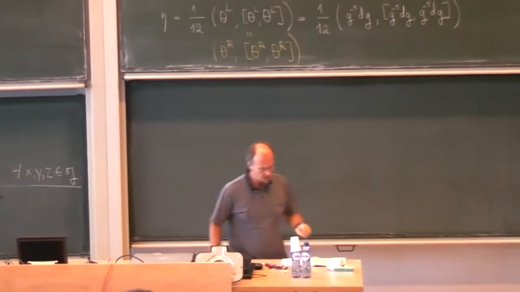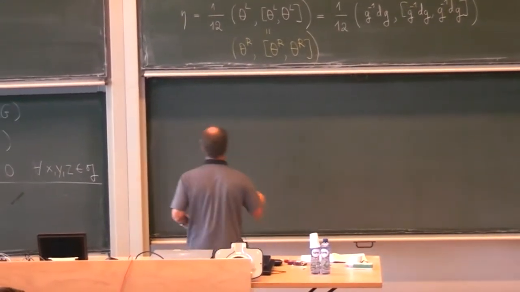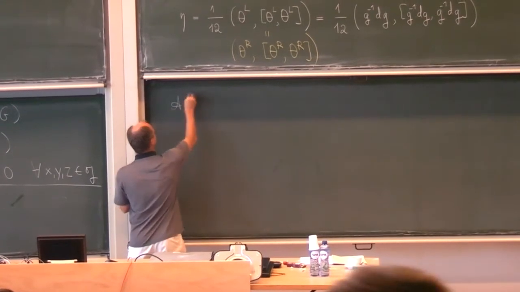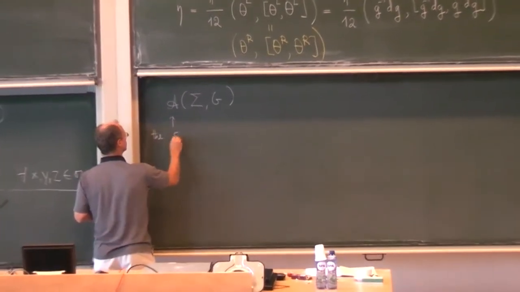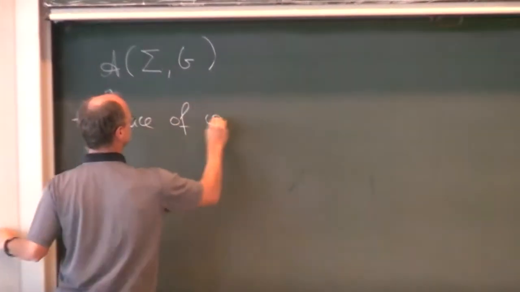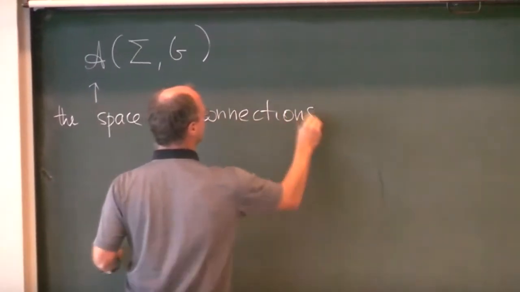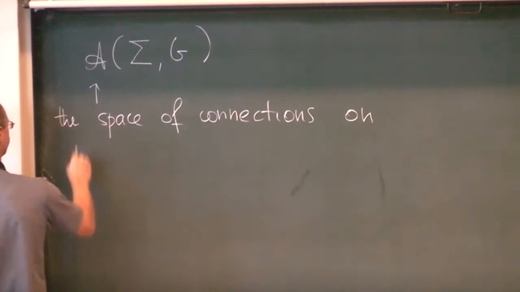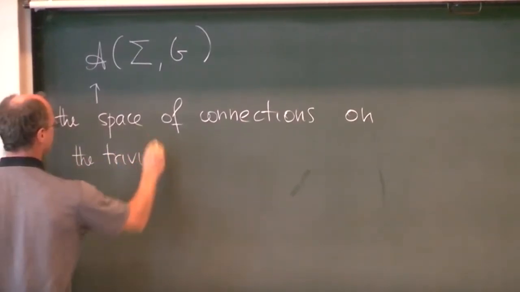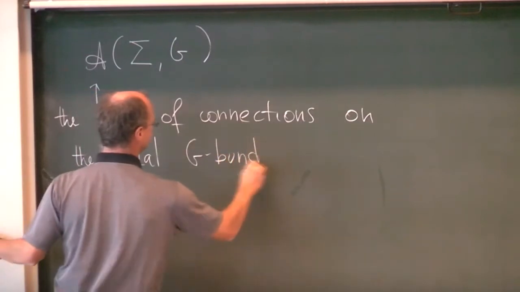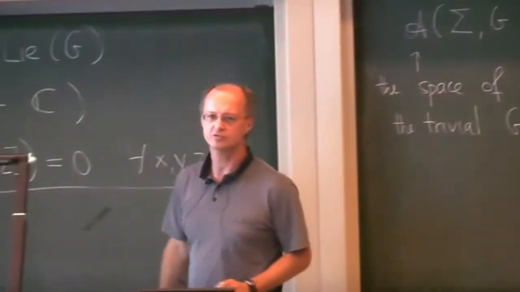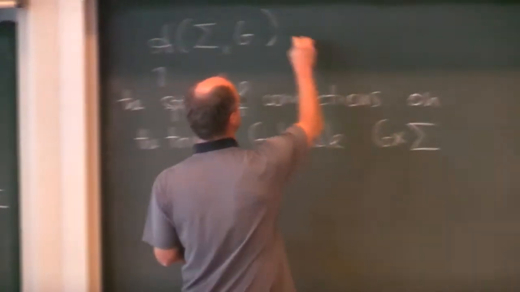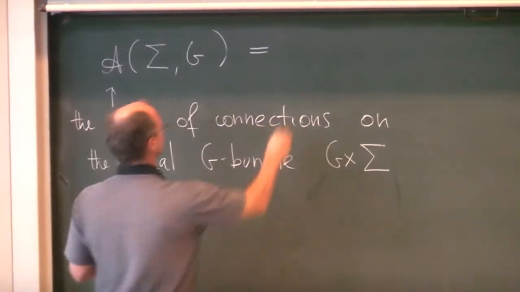Okay. So we fix this data, and now we define A of sigma G, the space of connections on the trivial G bundle G cross sigma. So for non-trivial bundles, we'll have some small discussion tomorrow on what to do about them.